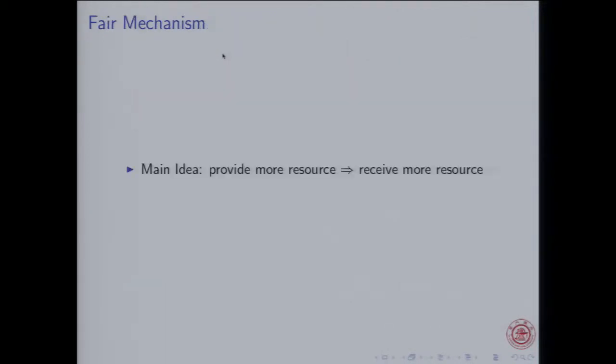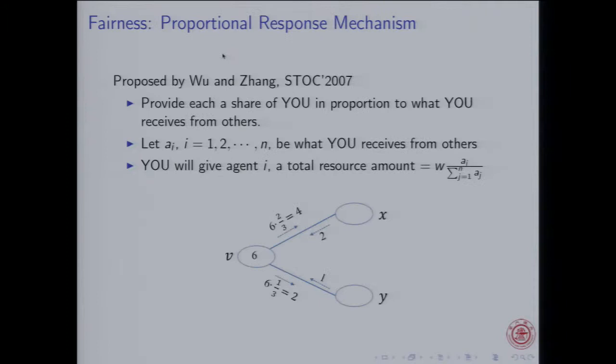So how can we define fairness in this problem? The main idea is that when an agent is providing more resource, he should receive more resource. This can be formalized as a formula, but maybe we can just look at this graph. When the agent V is receiving 2 units of resource from X and 1 unit of resource from Y, he can respond according to this proportion, allocating 2/3 of his resource back to X and 1/3 of his resource to Y. That's the meaning of proportional. And this is the response for this vertex, and other nodes can respond in a similar way.